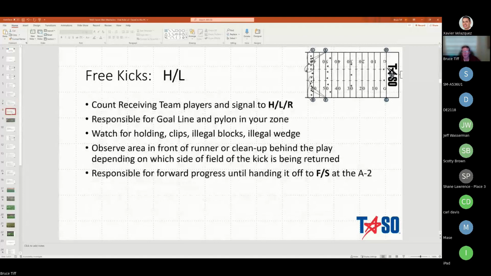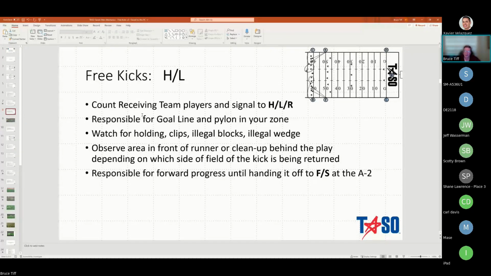Okay, now moving down to the head linesman and the line judge's free kick responsibilities for mechanics. We're going to count the receiving team players and signal to the HLR. We're responsible for the goal line and the pylon in our end zone. Once we have a kick and maybe a return, we're going to be watching for holding, clips, any other kind of illegal blocks, whether illegal blindside block, block in the back, things like that. And then also illegal wedges.